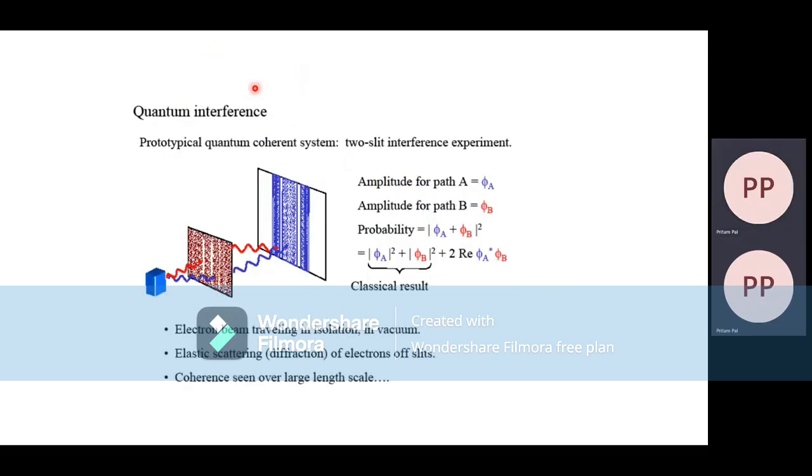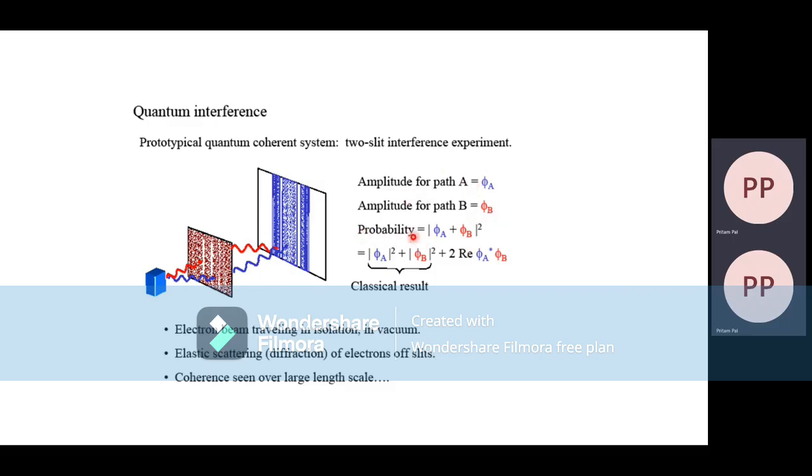Now we'll discuss briefly the quantum interference. This is a prototypical quantum coherent system, the two-slit interference experiment. So the amplitude, these are the two paths. One path is A, another path is B. The amplitude for path A is phi A, and the amplitude for path B is phi B.